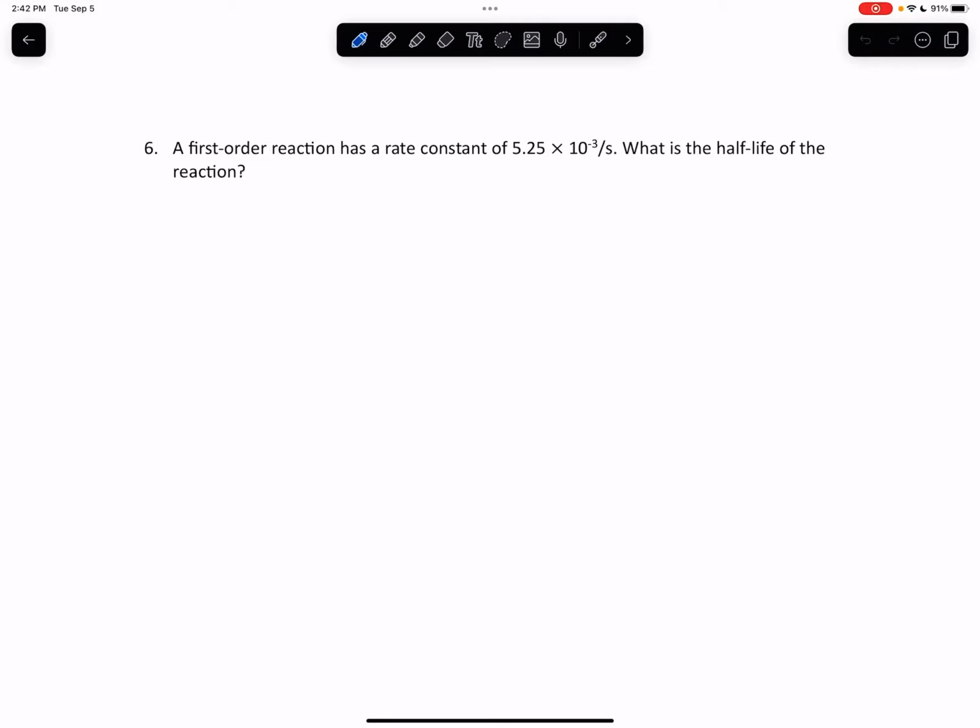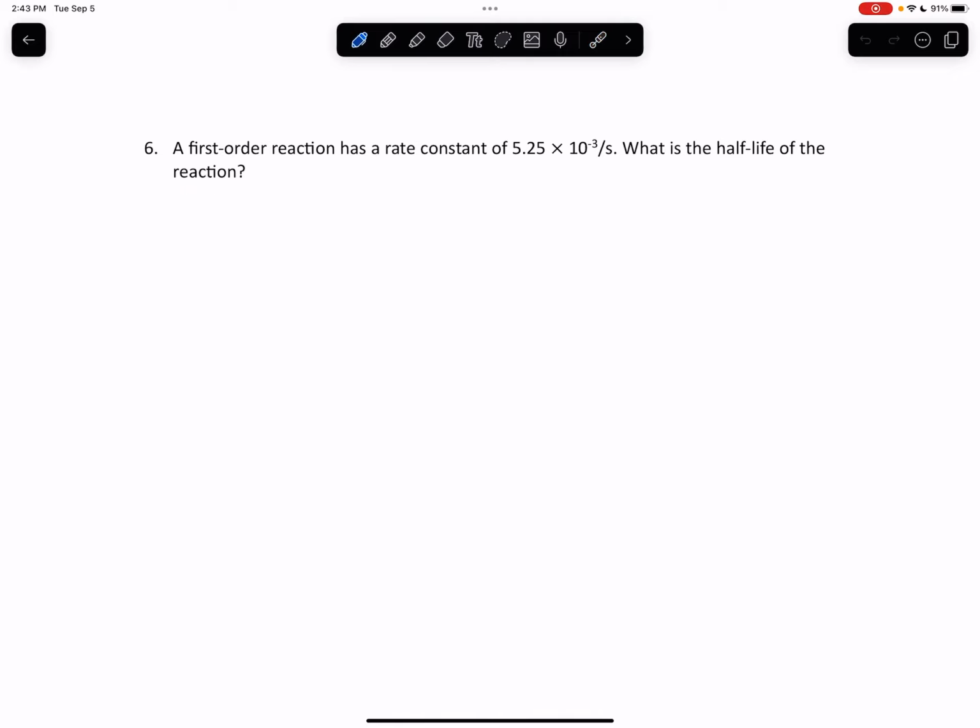Hi, it's Valentine from Simplistic, and today we're going to take a look at a problem where it says a first order reaction has a rate constant of this amount that's given to you, and the question is, what is the half-life of the reaction?